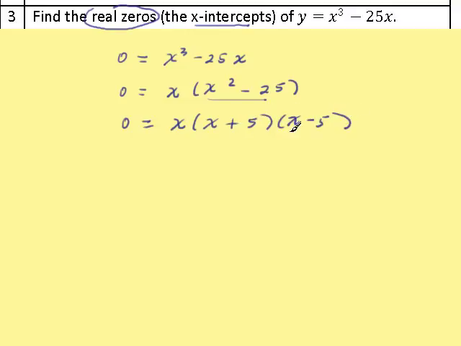All right, so now it's completely factored, so we can set each factor equal to 0 to get the x-intercepts. Well, from the first factor we have x equals 0. From the second factor we have x equals negative 5. And from the third factor we have x equals 5.